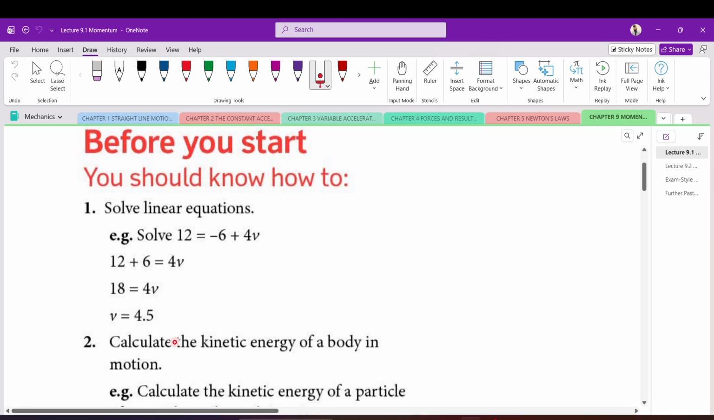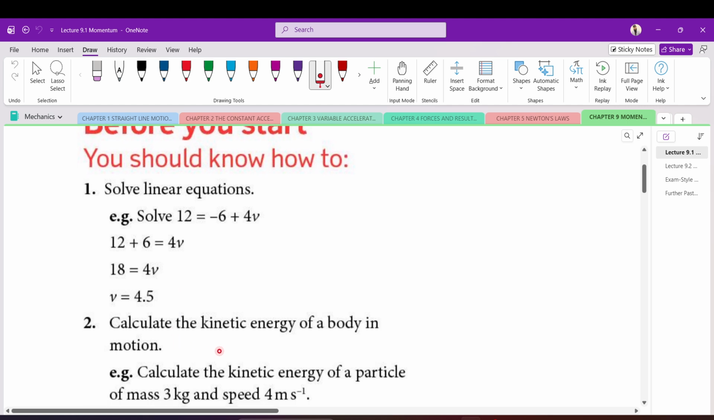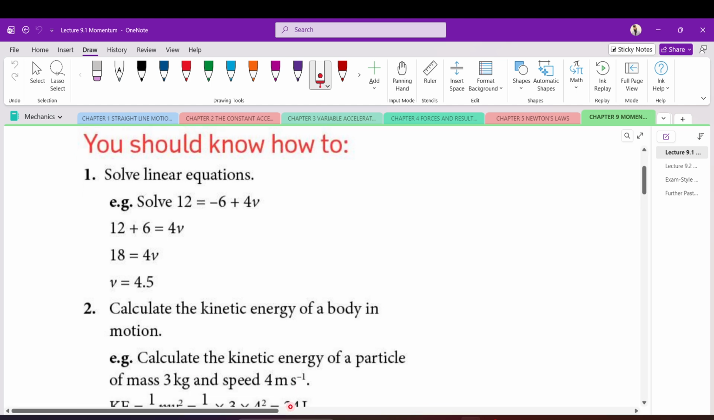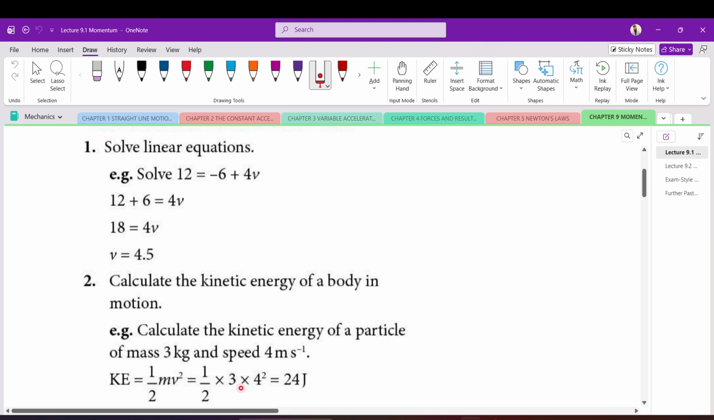Let's say there's a particle of mass 3 kg and its speed is 4 meters per second. The formula that we apply in order to calculate kinetic energy is half mv squared, where m is your mass and v is your velocity, so that will be 24 joules.